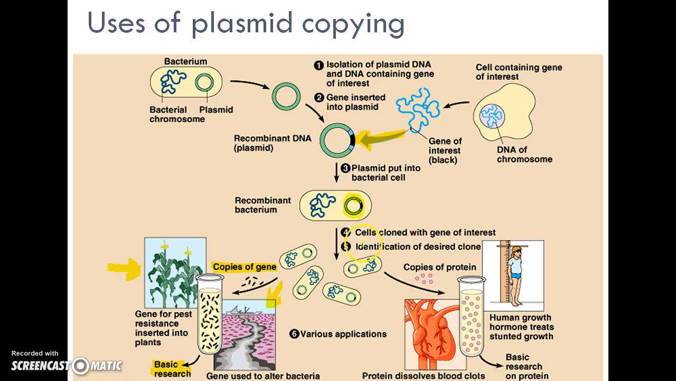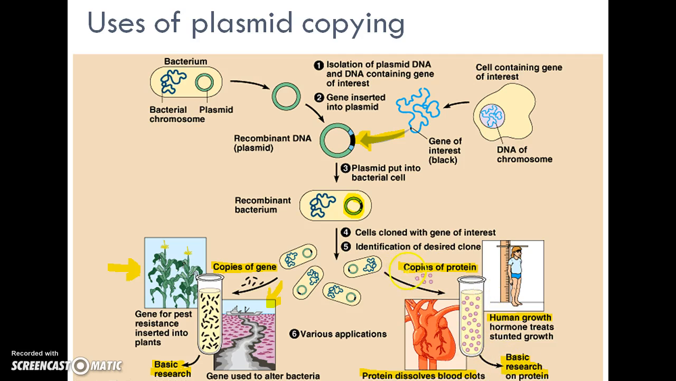We can also use the plasmid to actually make copies of a desired protein. So a lot of times what we'll do is insert the gene for making insulin into a bacteria, and then we use the bacteria to create a bunch of insulin for us. We can also use that gene to make things like human growth hormone or proteins that dissolve blood clots for people with heart disease, or we could just do basic research on that specific protein.